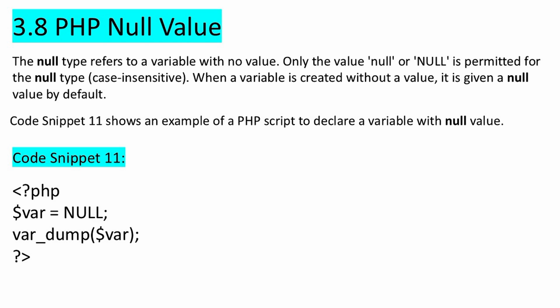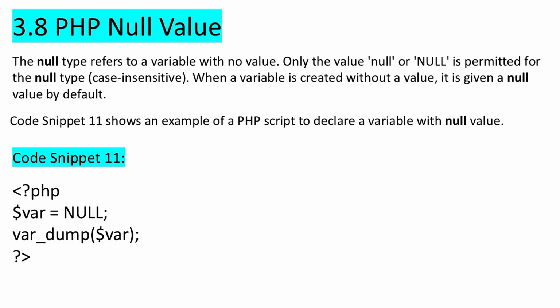The image also includes code snippet 11, which demonstrates how to declare and check a null value in PHP. In the code, the variable $var is explicitly assigned the value null. Then, the function var_dump($var) is used to display information about the variable. When executed, this function shows that $var is of the data type NULL, confirming that it holds no value. The var_dump function is especially useful in such cases because it shows not just the value, but also the type of data stored in a variable.